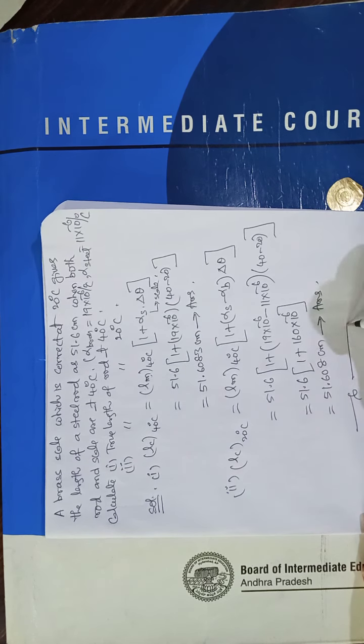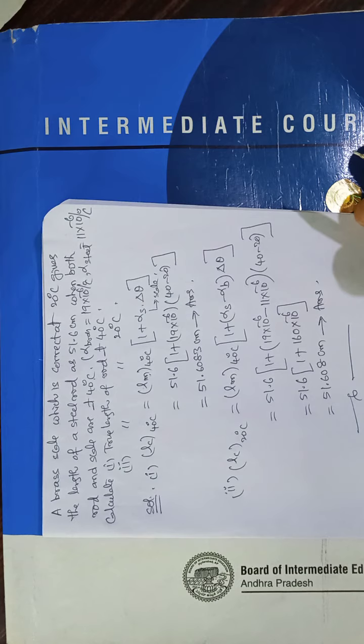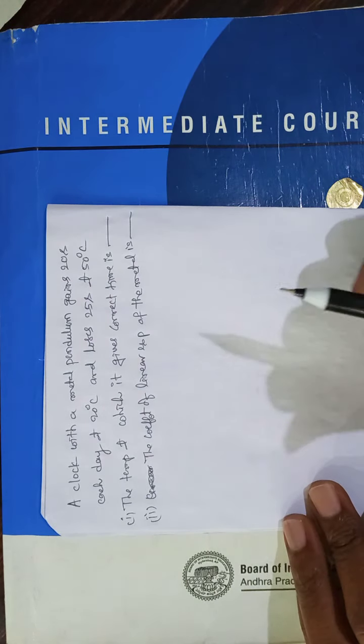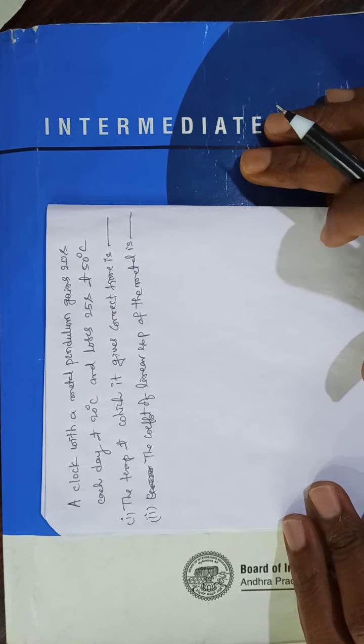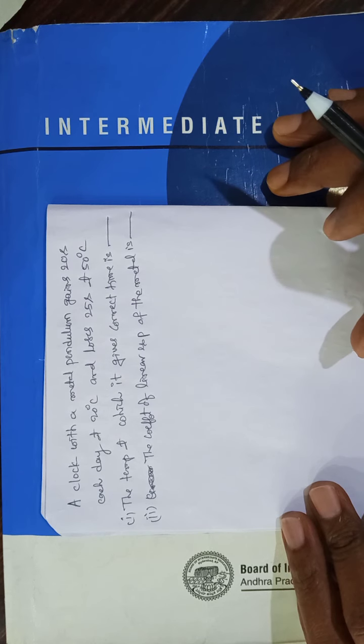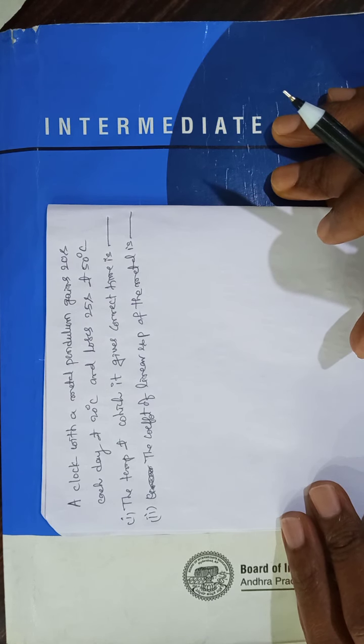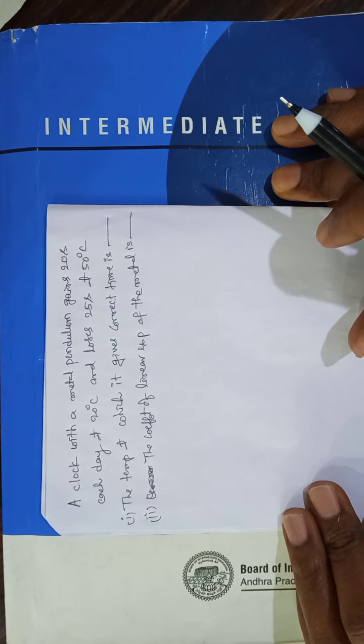A clock with a metal pendulum gains 20 seconds each day at 20 degrees centigrade and loses 25 seconds at 50 degrees centigrade.